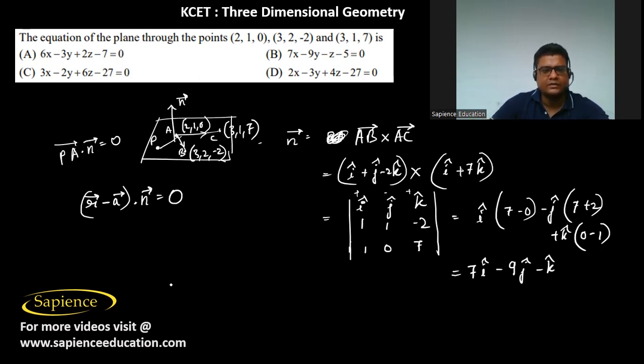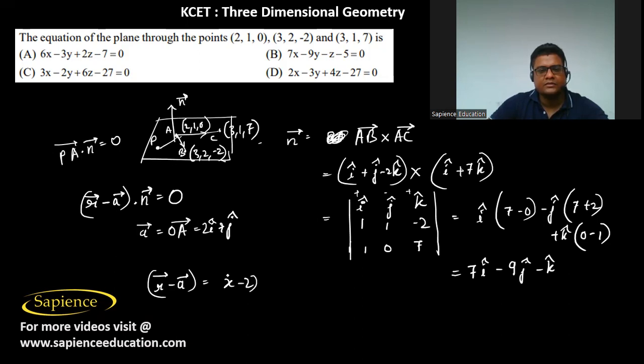Now R vector minus A vector. A vector is the OA vector, that is the position vector of the point A, which is 2 I cap plus J cap. So this will be x minus 2 I cap plus y minus 1 J cap plus z K cap.